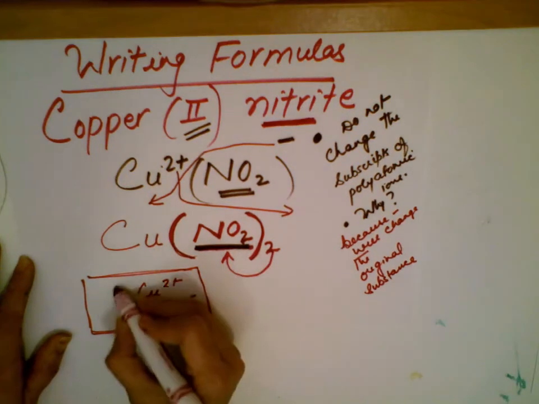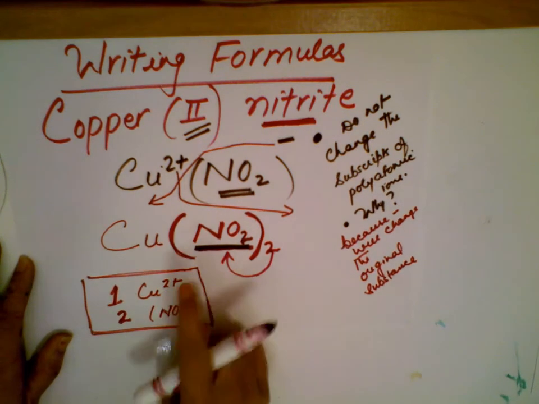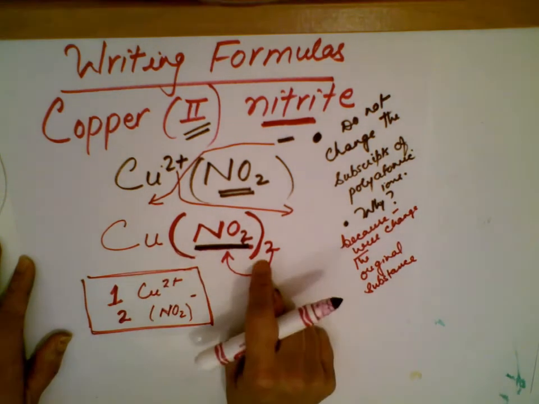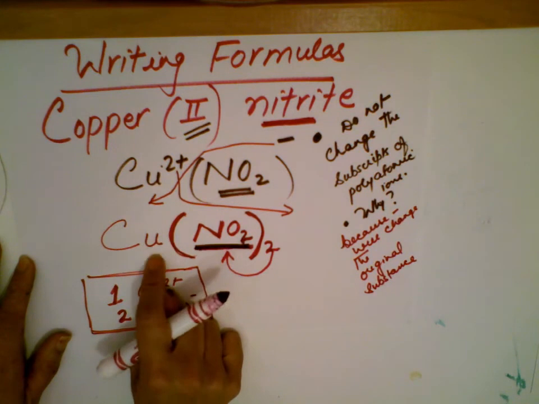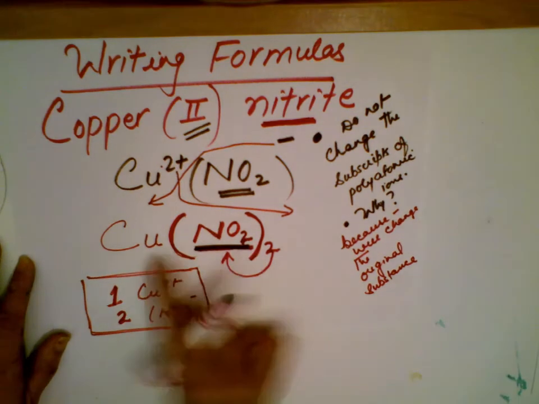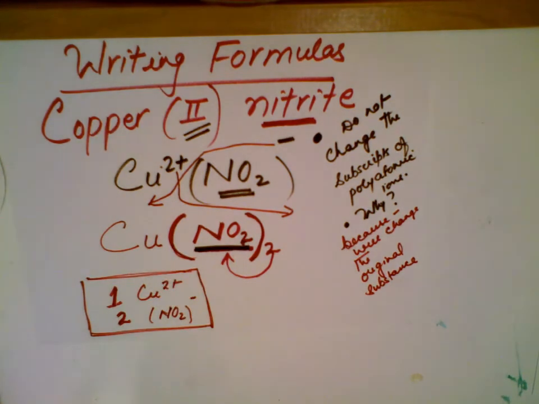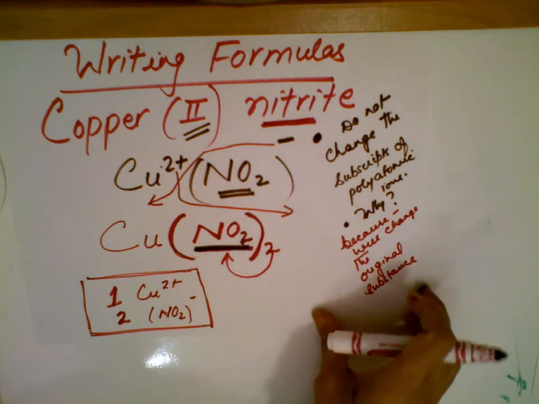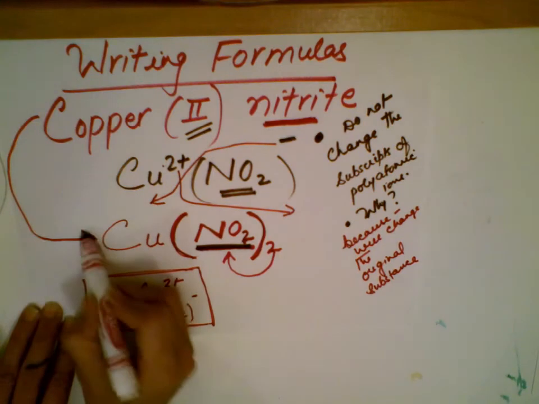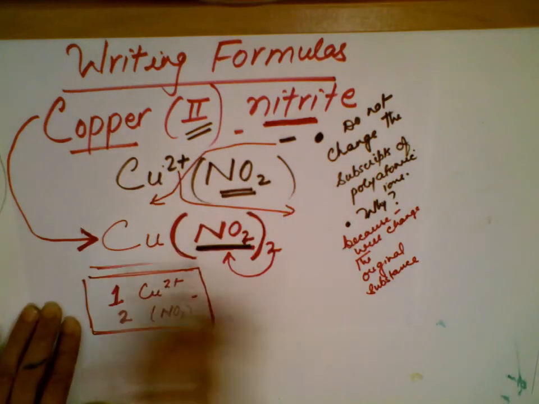Okay, so when you cross check for electroneutrality, for 1 copper ion, which is 2 plus, you need 2 nitrite ions, because this is losing 2, so we need 2 nitrite ions so that each nitrite ion can gain 1 of the electrons from Cu. Okay, so what is the formula for copper 2 nitrite? This is the name and this is the formula.